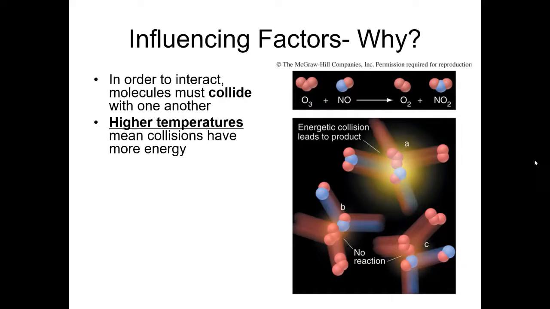So if we think about temperature, higher temperatures are going to mean the collisions have more energy. It also means that the molecules are doing what? Moving how? Faster. So the faster they are, the more often they're going to collide. So they're going to collide more often, and they're going to collide with greater force. And the greater the force, the more likely they are to react. So as you see on the side, it says an energetic collision leads to a product. And then the bottom one says no reaction, they're less energetic.